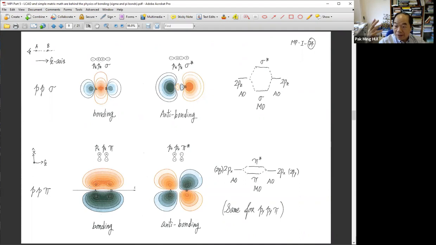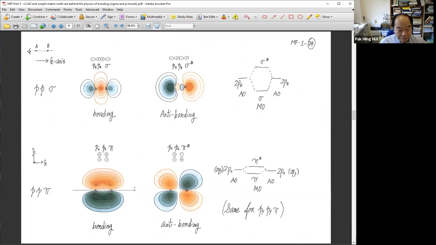This is to go with, against a sigma bond, okay? Sigma bond has the rotational symmetry, pi bond doesn't. So this is pp pi, all right? Now to be more specific, it is px pi, but the py pi is the same by symmetry.